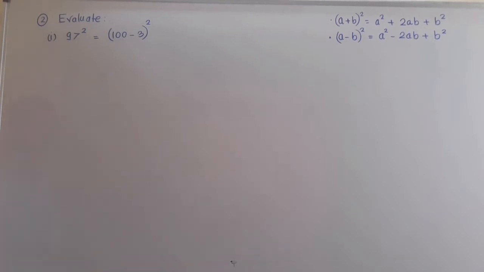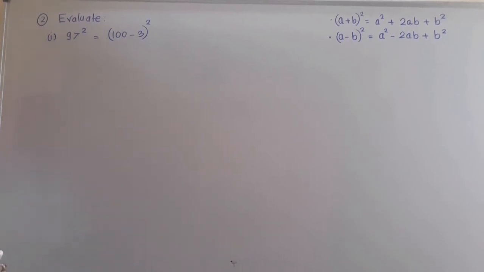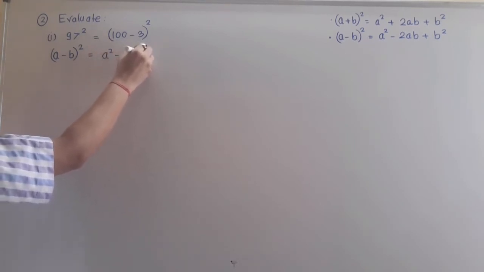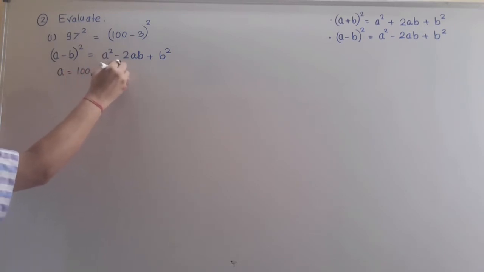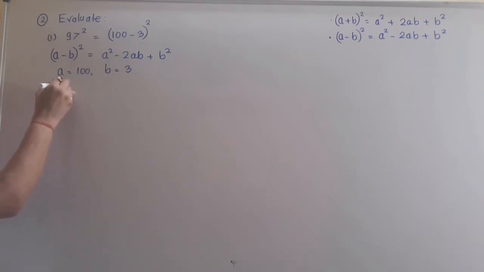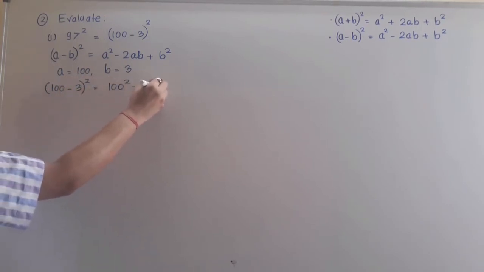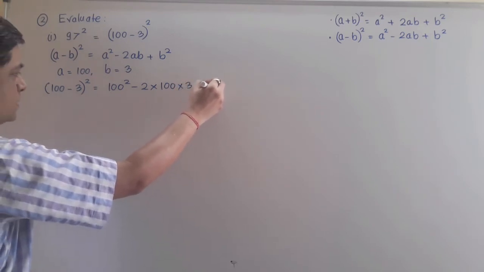So now you compare this bracket, this I consider A and this I consider B, 3. Okay, so A minus B whole power 2 formula is applicable here. So A minus B whole power 2 is equal to A square minus 2AB and then plus B square. If you compare bracket to bracket, we can say that value of A will be equal to 100 and B will be equal to 3. Right? Now, put up the value in the formula. So this will be 100 minus 3 whole power 2 is equal to 100 square minus 2 into value of A, again I will put here as 100 into 3 and then plus 3 square.